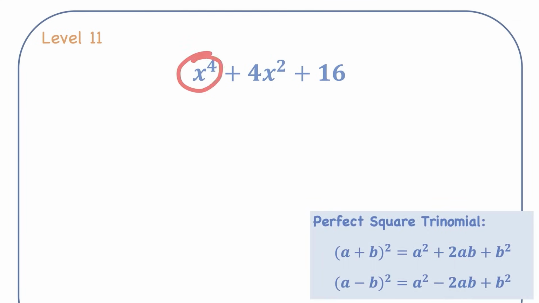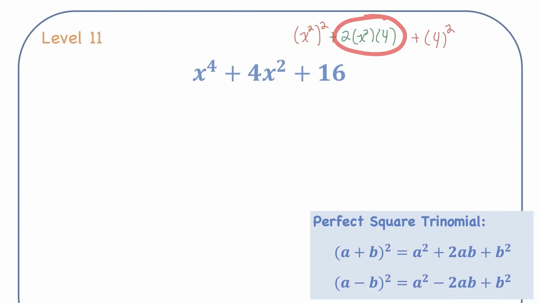The first term is a perfect square, and the last term is a perfect square. Let me just make a note at the top that the first term is an x squared squared, and the last term is a 4 squared. In order for it to be a perfect square trinomial, the middle would have to be double the product of both of those perfect square values, x squared and 4. So it would have to be 2 times x squared times 4.